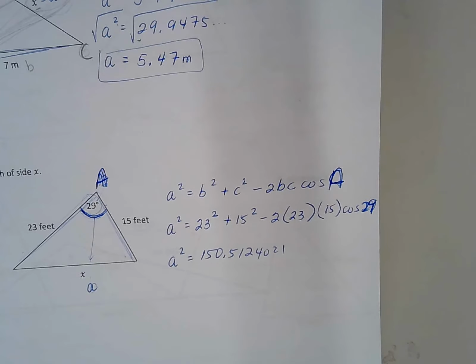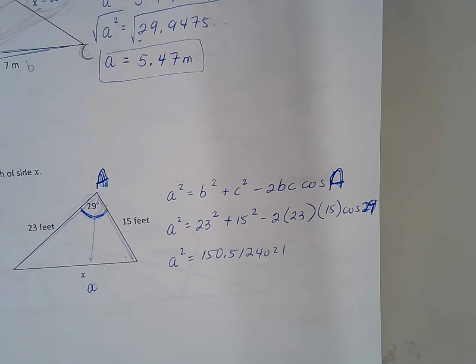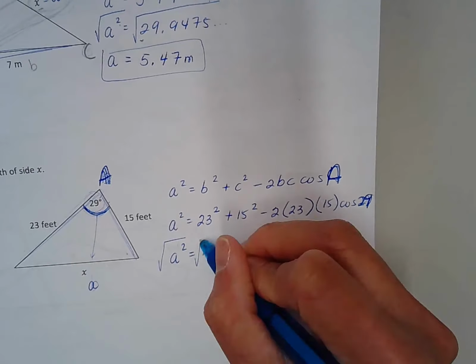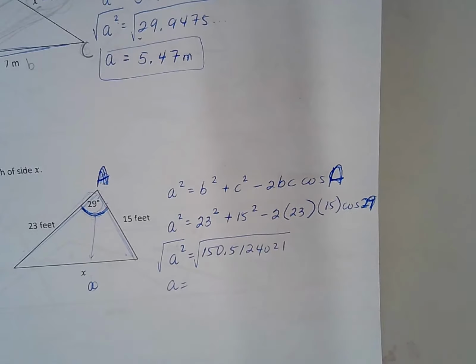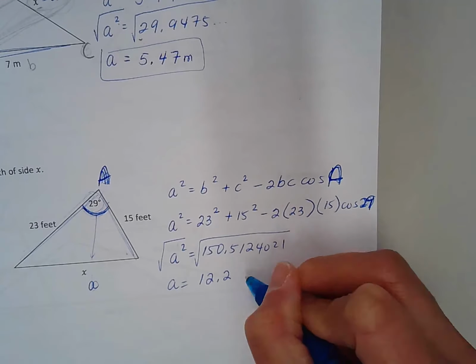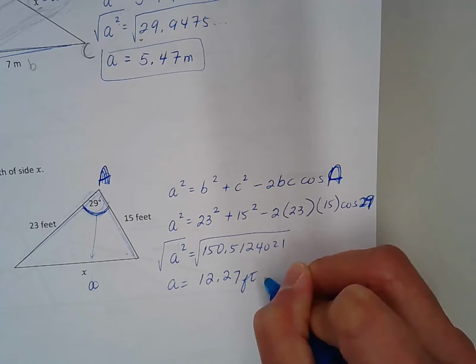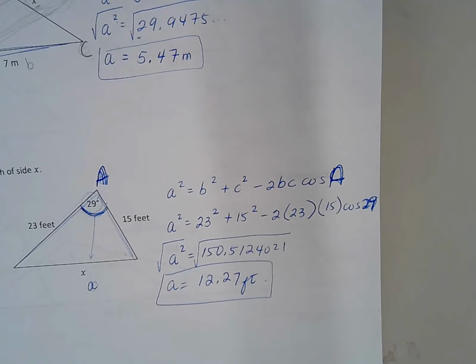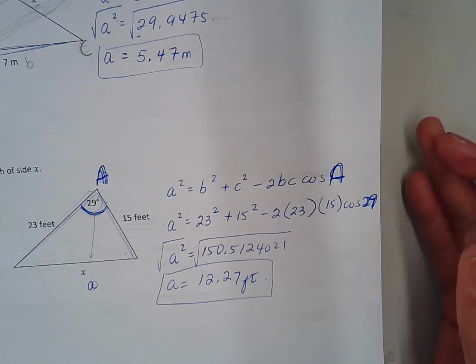Did you get a squared is equal to 150? Yeah? Okay. Everybody did? So you don't want the a squared, you want just the a. So take the square root. Your answer should be 12.27 feet. Is everybody okay with that one?